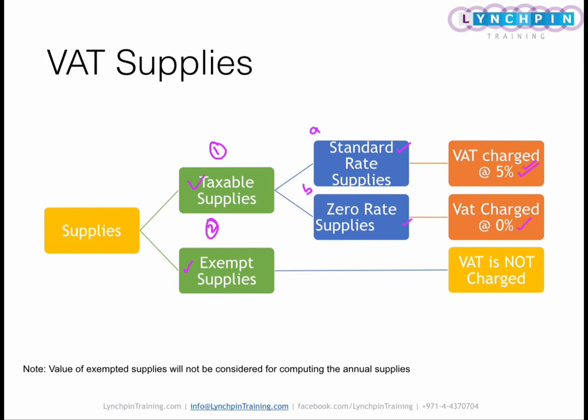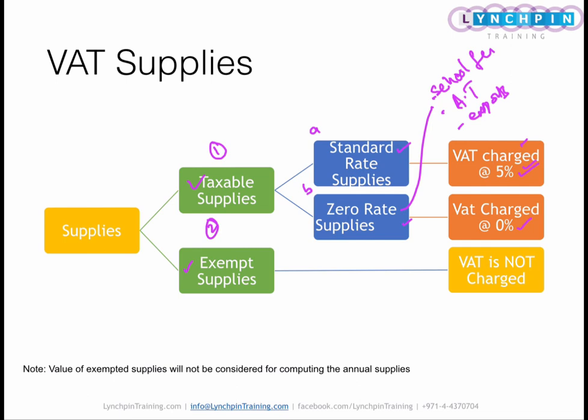The examples here for zero rated would be, let's say, school fee, zero rated; air tickets, zero rated; and export of the items. All such things would be zero rated. Other things would be falling here.